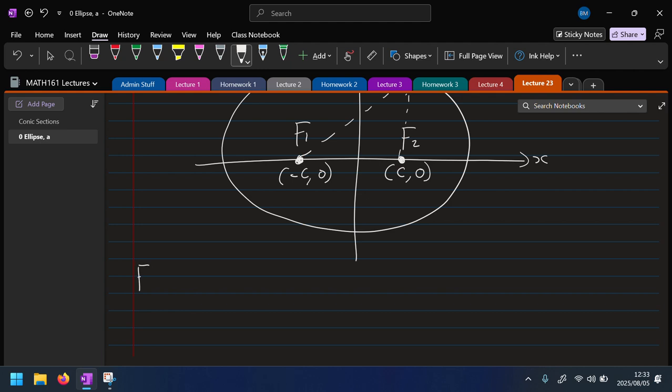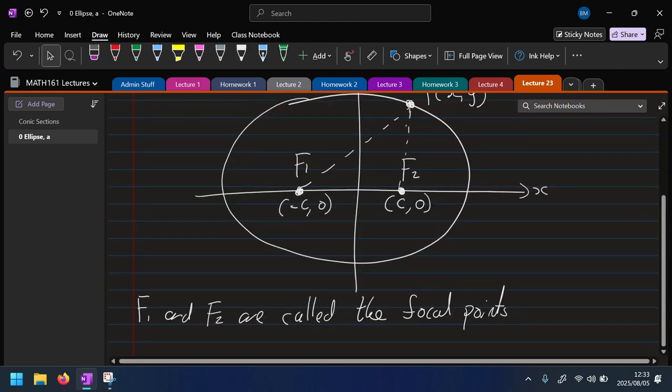Okay, and then I did say this, but I'll write it out, F1 and F2 are called the focal points. Right, just some terminology for all of these points here. Okay, so given this construction, how do we define the ellipse?